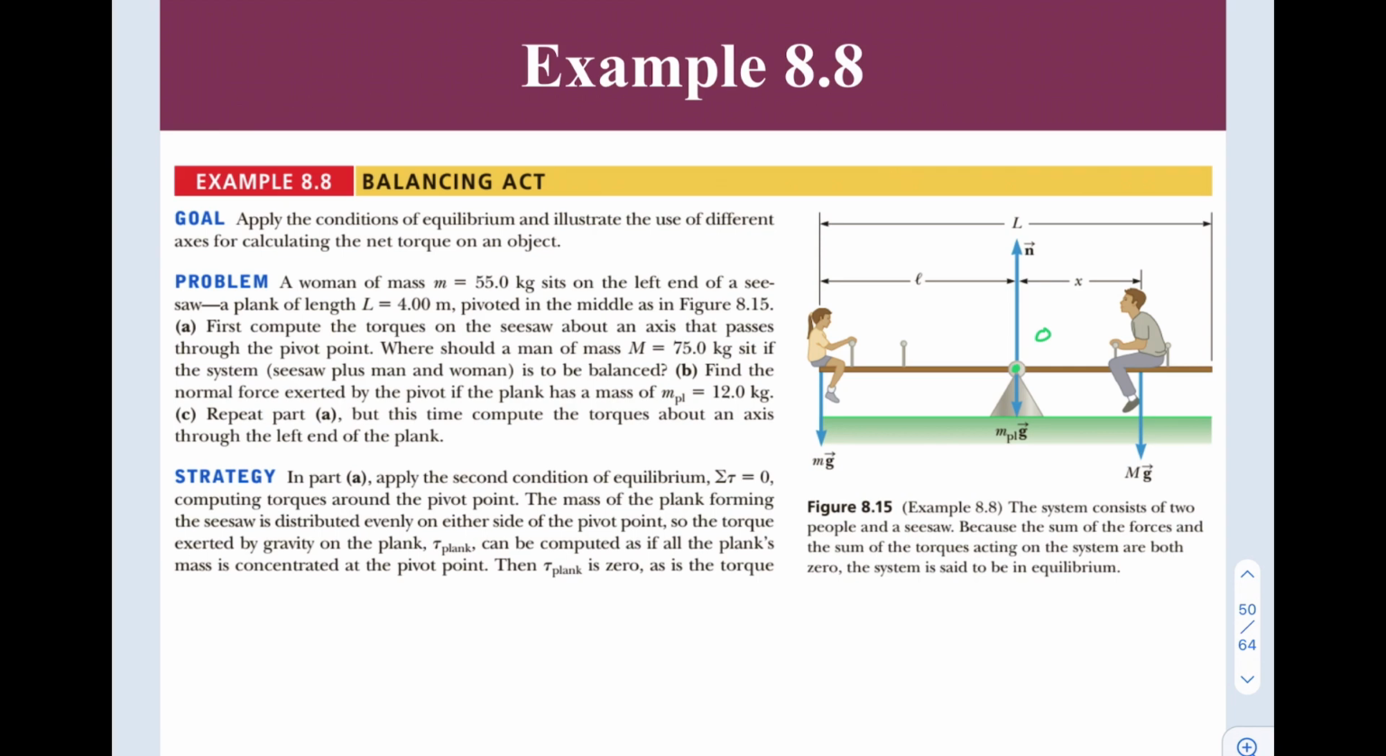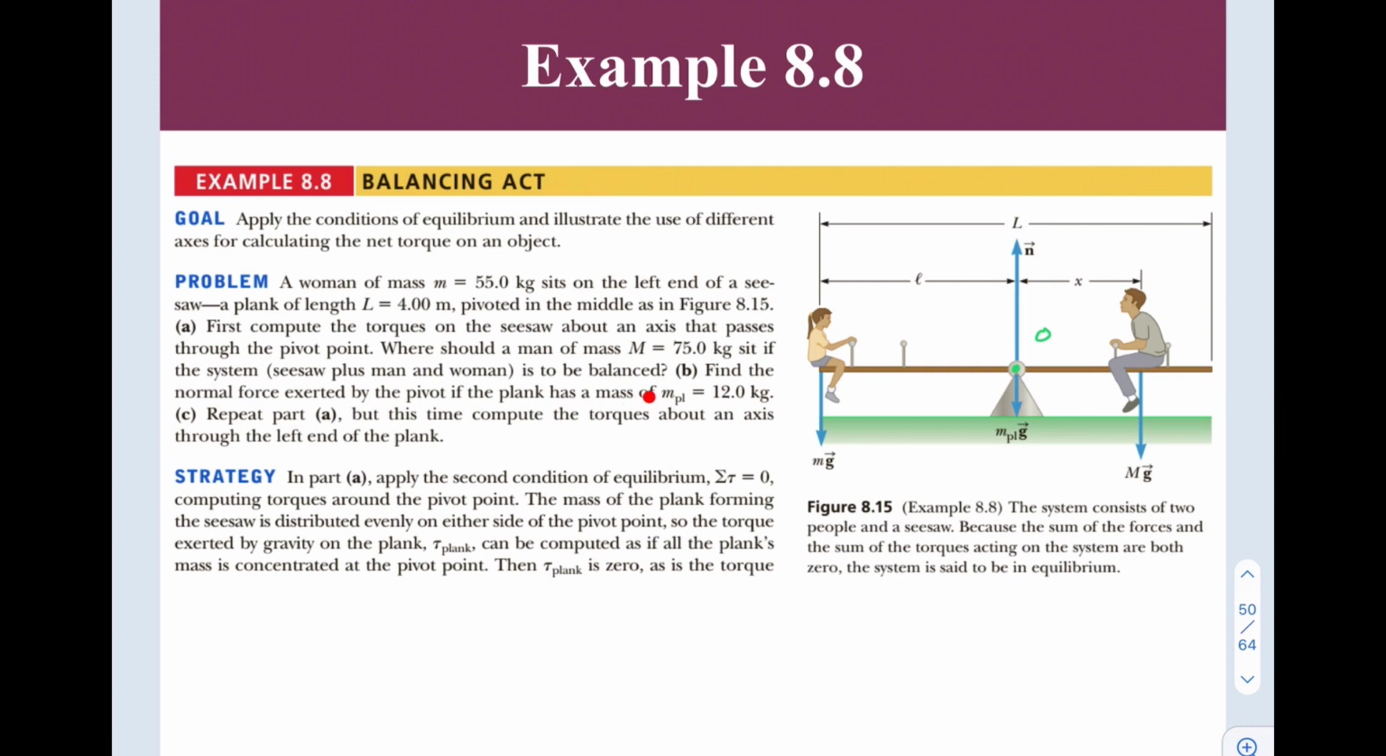Right. Now we move to example 8.8. Apply the condition of equilibrium and illustrate the use of different axes for calculating the net torque on an object. A woman of mass M equivalent to 55 kg sits on the left end of a seesaw, a plank of length L, which is 4 meters, pivoted in the middle as in figure 8.15. A. First compute the torques on the seesaw about an axis that passes through the pivot point. Where should a man of mass M equivalent to 75 kg sit if the system, which is the seesaw plus man and woman, is to be balanced?